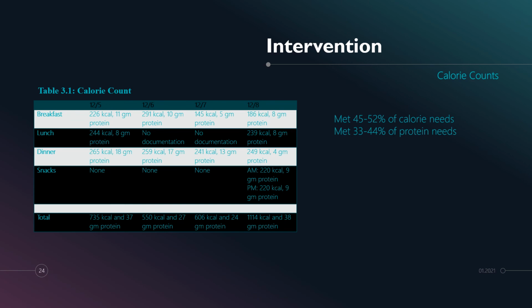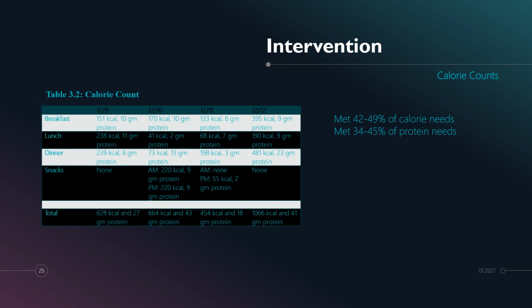So these are just another part of the intervention. As I mentioned, we had to do extensive weeks of calorie counts. This first table here ultimately showed that her intake was 45 to 52% of her calorie needs, and she met 33 to 44% of her protein needs that first week that we initiated. And then this is the second calorie count. She met 42 to 49% of her calorie needs, and then 34 to 45% of her protein needs.